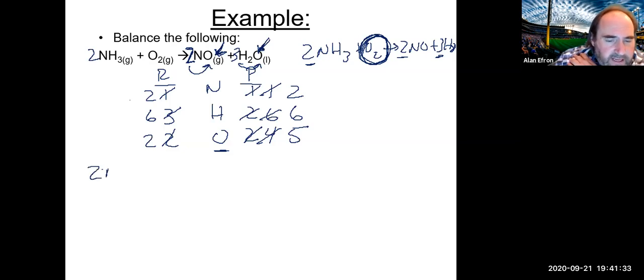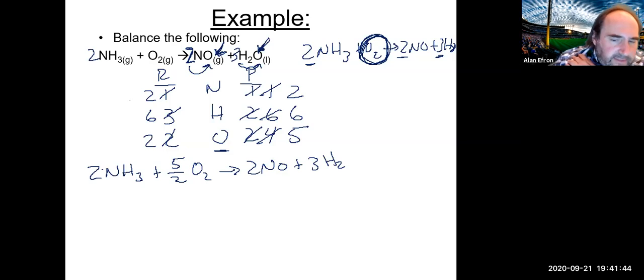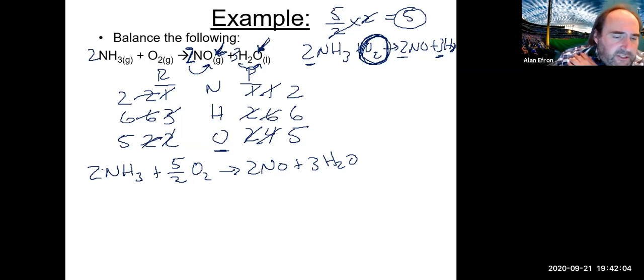If we went 2NH3 plus 5 over 2 O2, gives us 2NO plus 3H2O. That is because when we take 5 divided by 2 and multiply it by 2, the 2s cancel and we do end up with 5. So at this point, we do have 2 nitrogens on the left. We have 6 hydrogens on the left, and 5 halves times 2 gives us 5 oxygens on the left.